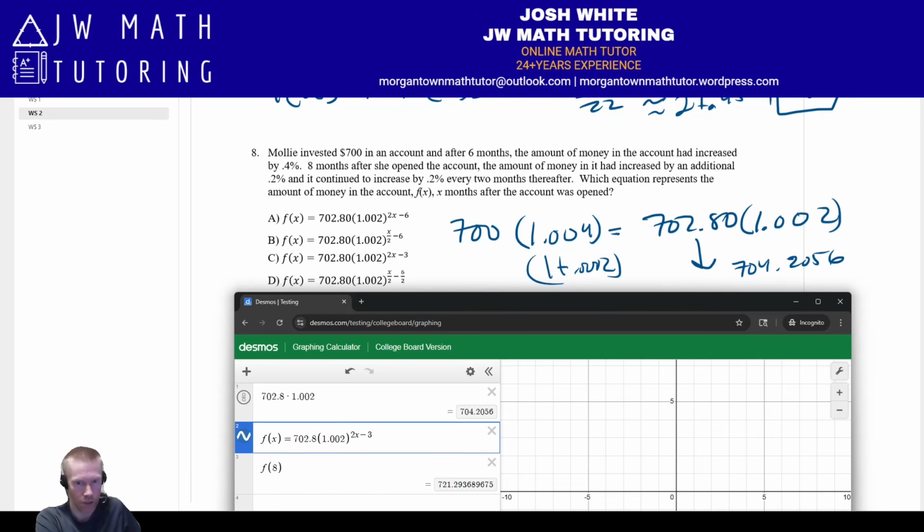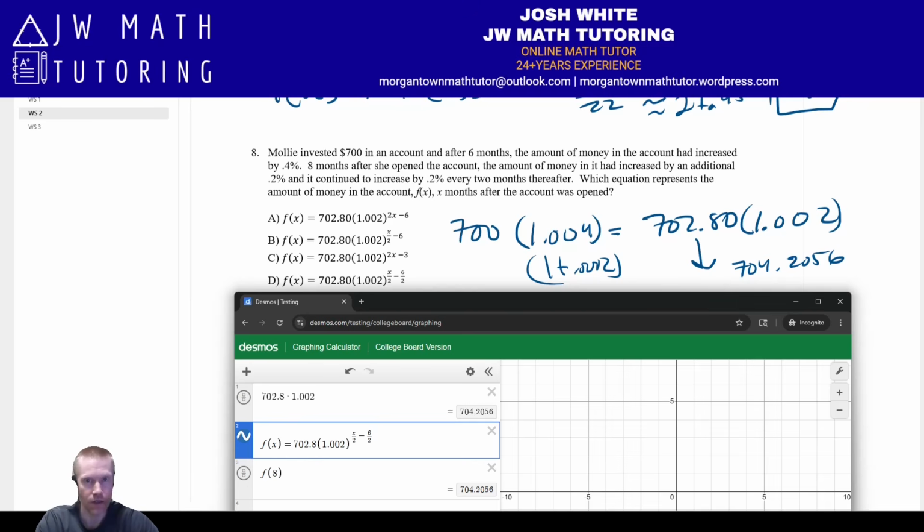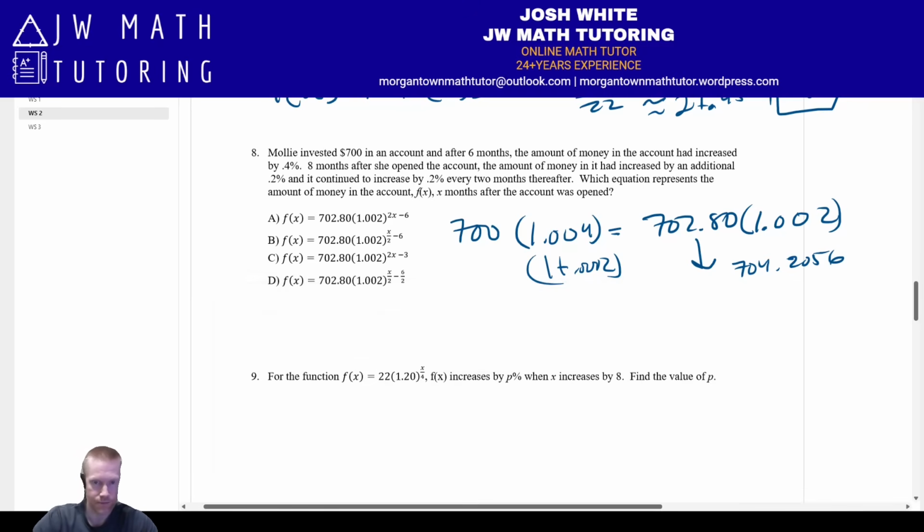If I check this one, notice this is not correct. I don't have 704, so it looks like it's going to be the last one just by default. Get rid of all this, and yes, notice it is. When I plug in 8, I get the same value that I expect by manually calculating a 0.4% increase followed by a 0.2% increase, so that has to be the correct answer. So the correct answer for this one is letter D.